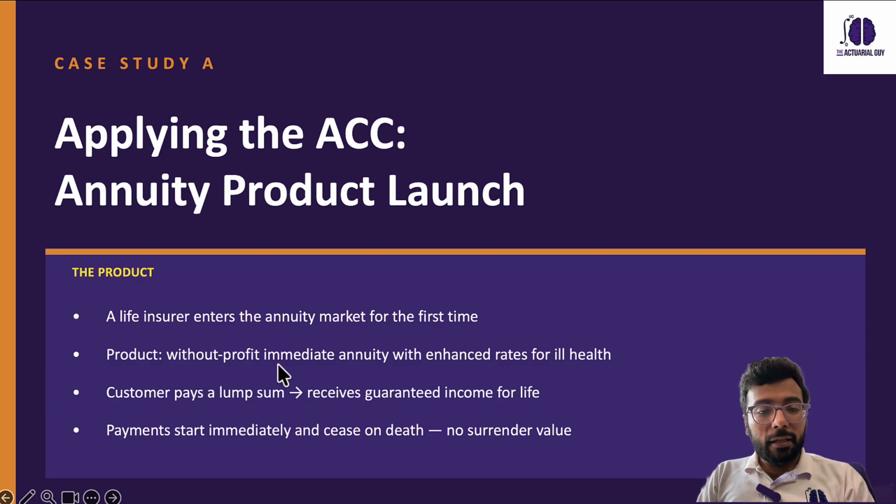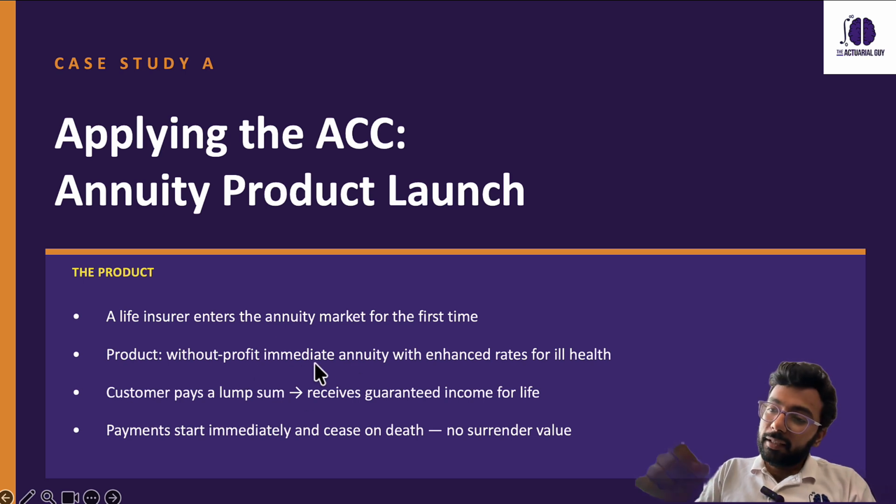Which would mean that there is no profit sharing, there are no bonuses for the policyholder. That's what without profit means. Immediate means it's starting right now, and there are enhanced rates for ill health.